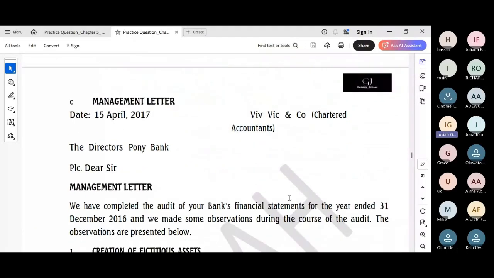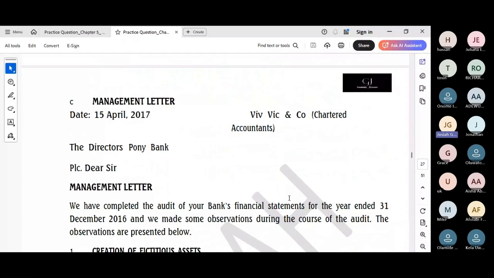All right, then the C part, a whopping 8-mark question, speaks to a management letter. So you need to actually prepare a formal management letter addressed to the management, to the directors, or those charged with governance. This letter should identify and explain significant internal control weaknesses or other matters observed during the audit.